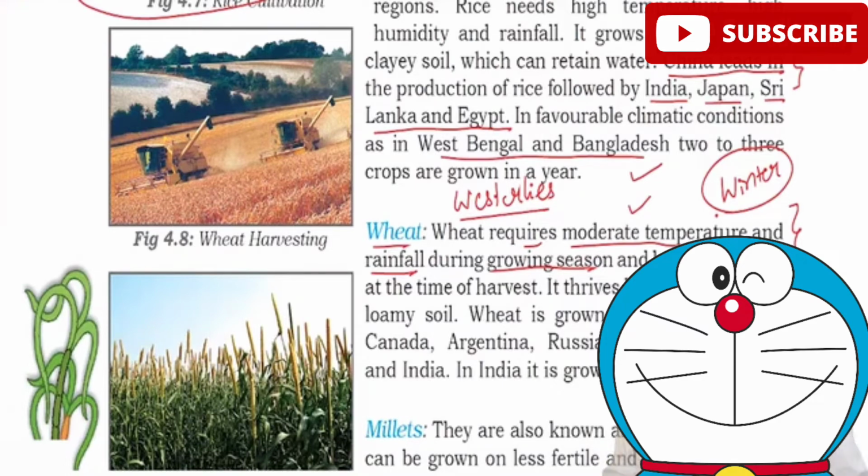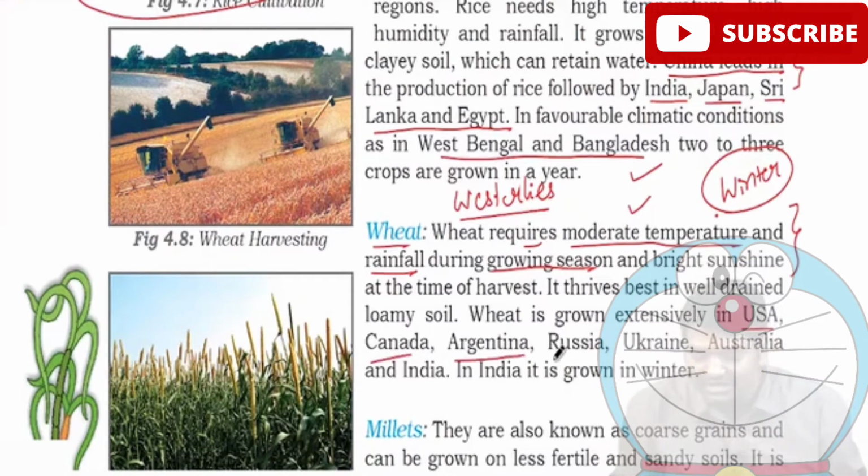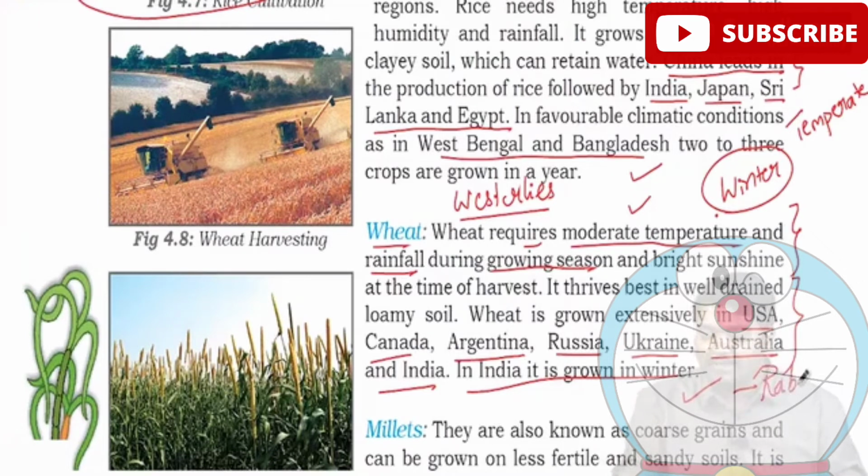When we take the United States, Canada, Argentina, Pampas, Russia, Ukraine, Steppes, Australia, Downs and India, usually we see this. Most of the countries mentioned, US, Canada and others, are in the temperate region, where temperature is usually low. In India, as it requires moderate temperature, it is usually grown in winter, right? So it's a winter crop, or we also call it a Rabi crop. So this is very, very important for us.